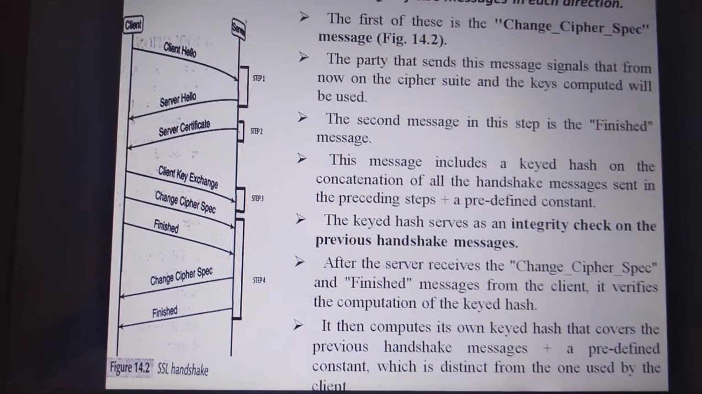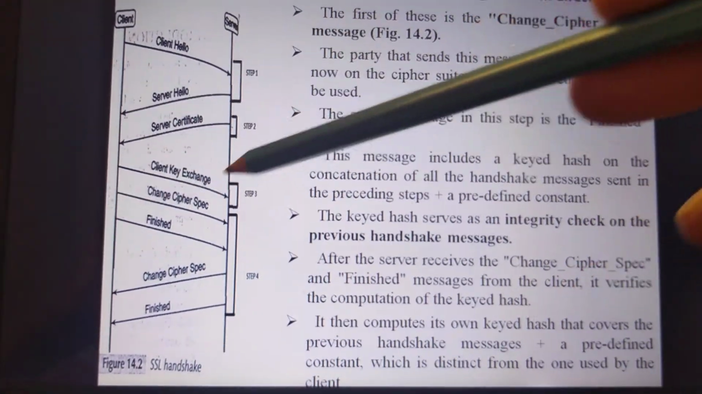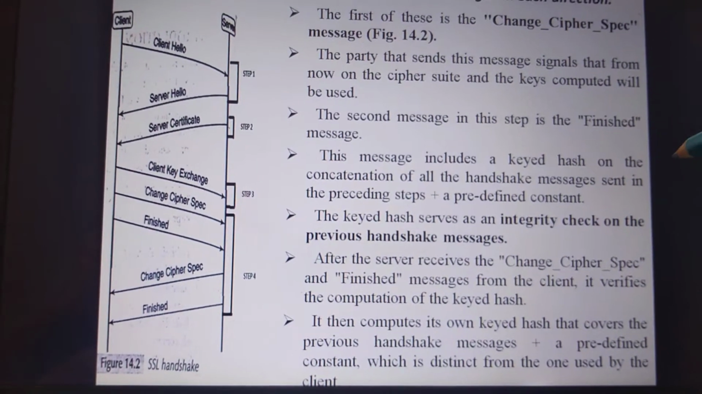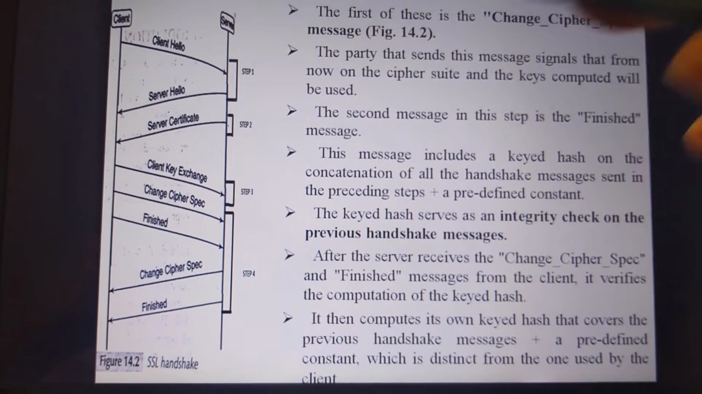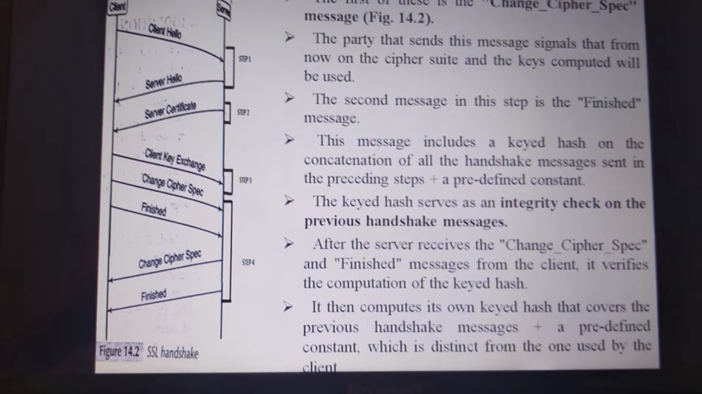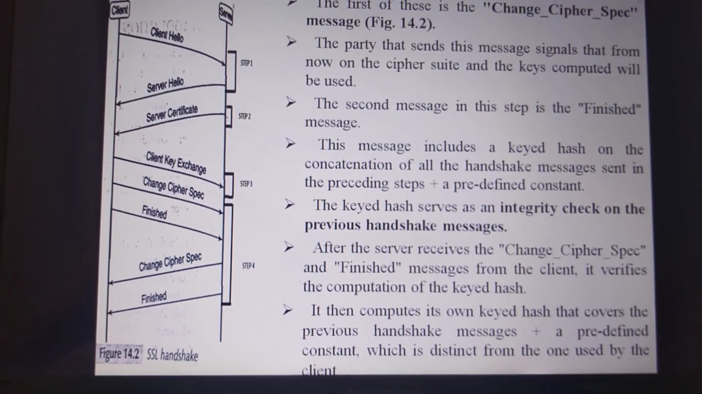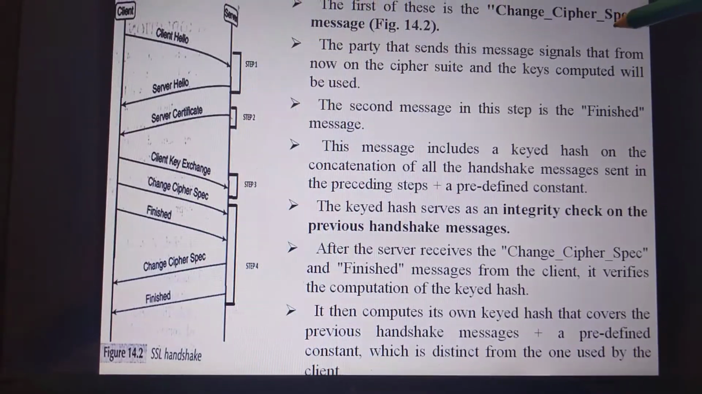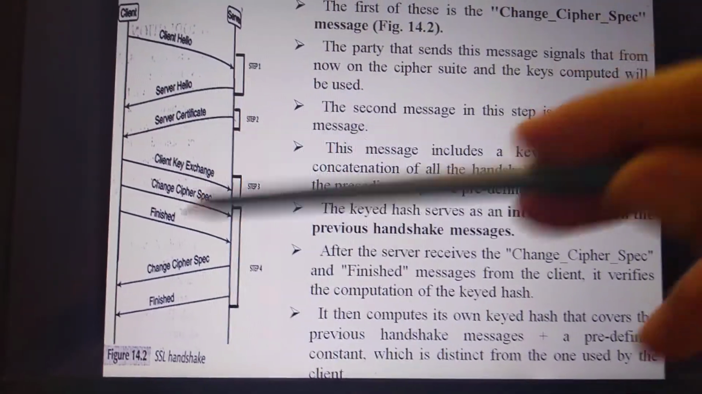After the server receives the change cipher spec and finished message from the client, it verifies the computation of the keyed hash. It then computes its own keyed hash that covers the previous handshake messages plus a predefined constant, which is distinct from the one used by the client.